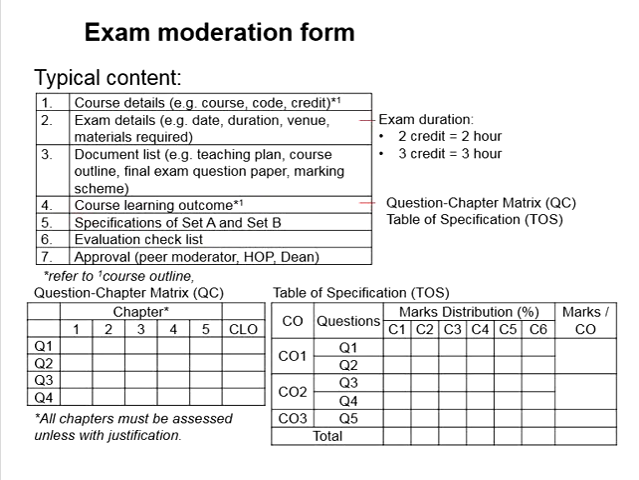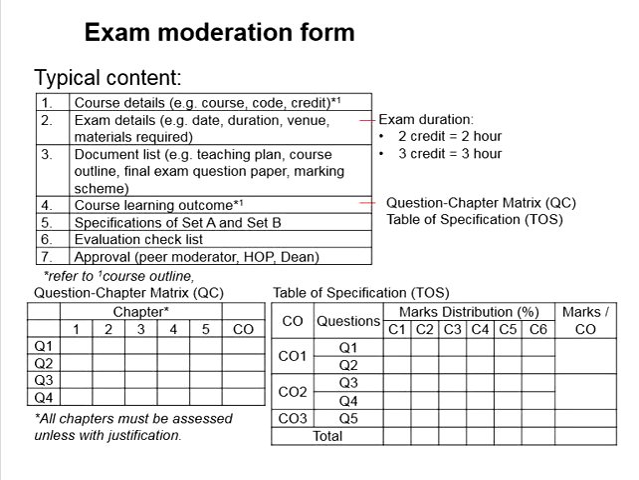And then there shall be specifications for your exam papers. These two are the specifications. The first part here will be the question chapter matrix. That means you indicate that different questions are meant for different chapters. Let's say now in this paper you have 4 questions in total. Each question shall be meant for different chapters. Theoretically, all the chapters must be assessed unless with justifications.